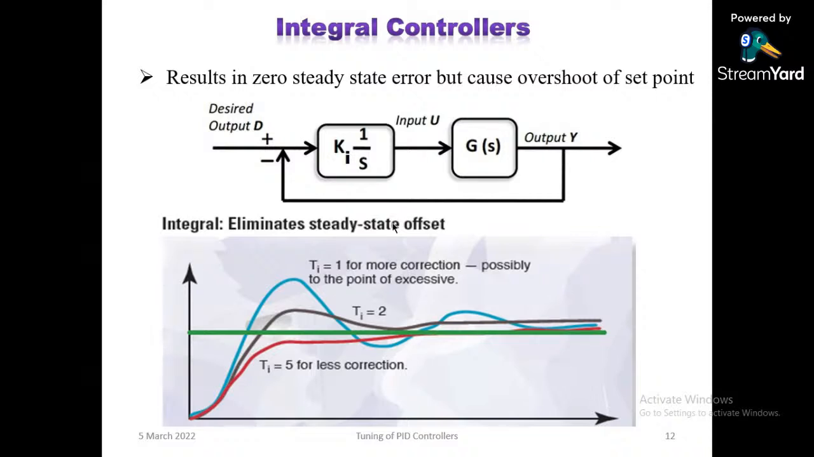1 upon S is the integral action and multiplied by S is a derivative action. Right? You can see here for different values of tau I, what is tau I? I'll tell you. You can see that the integral control is giving me reduced steady state error. While doing this, it is adversely affecting my transient response.